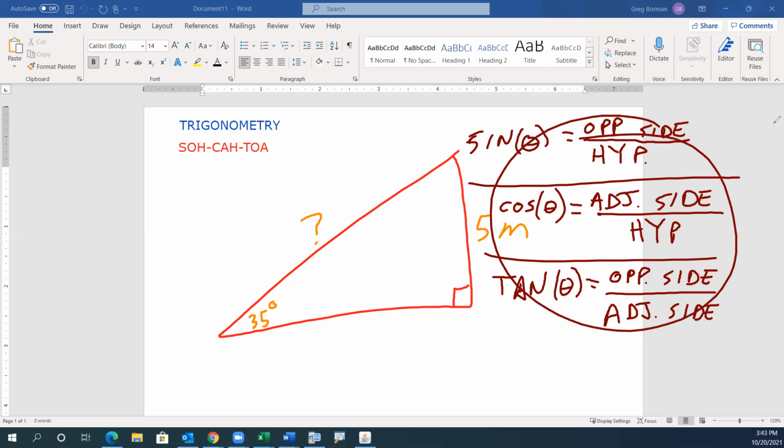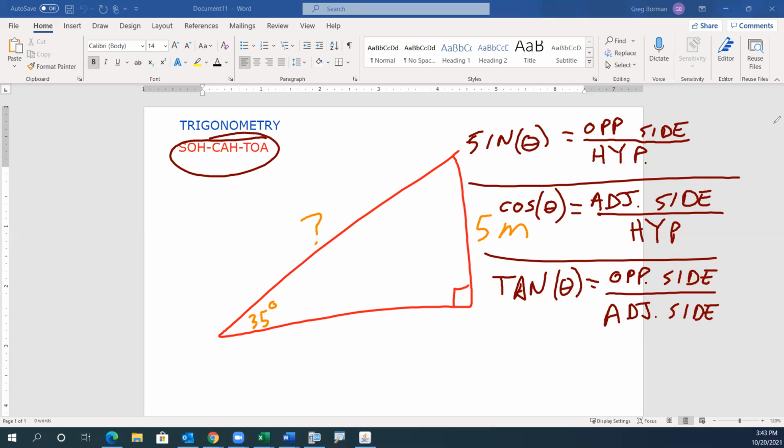How do you keep this all straight? You remember SOHCAHTOA. And that's what teachers have been teaching students for decades. That's how I learned it. That's how you're going to learn it, unless you know a different way that works for you, and then that's fine.